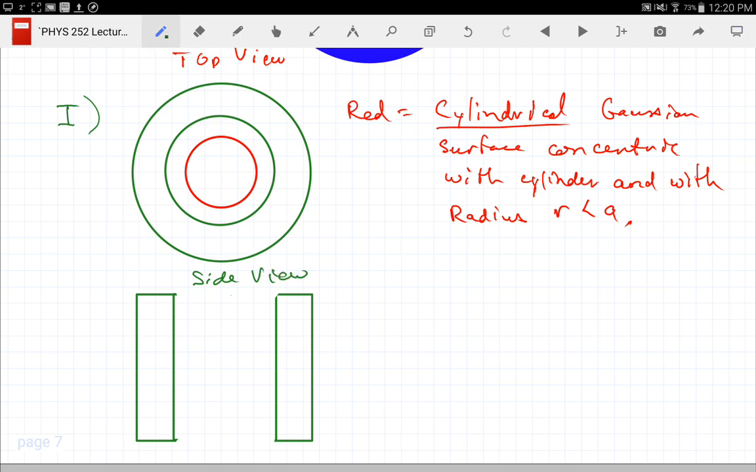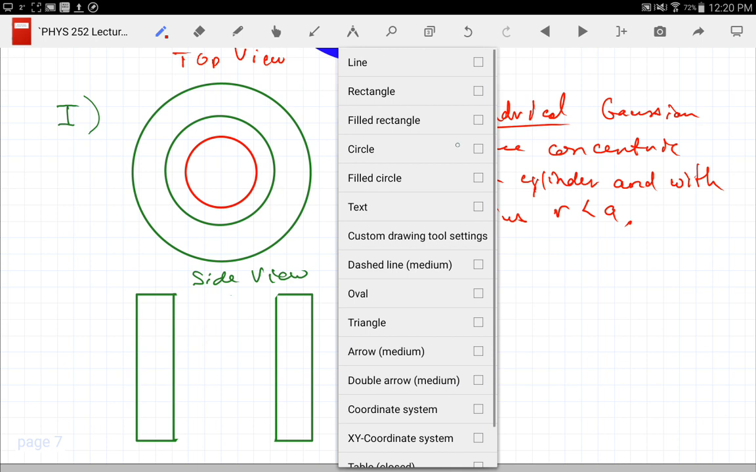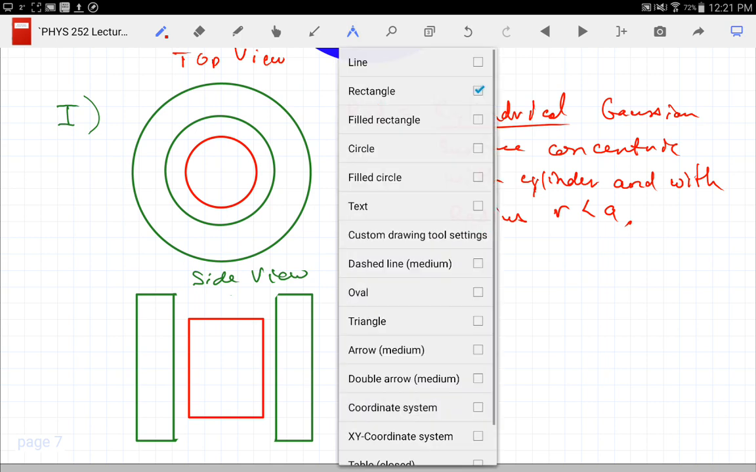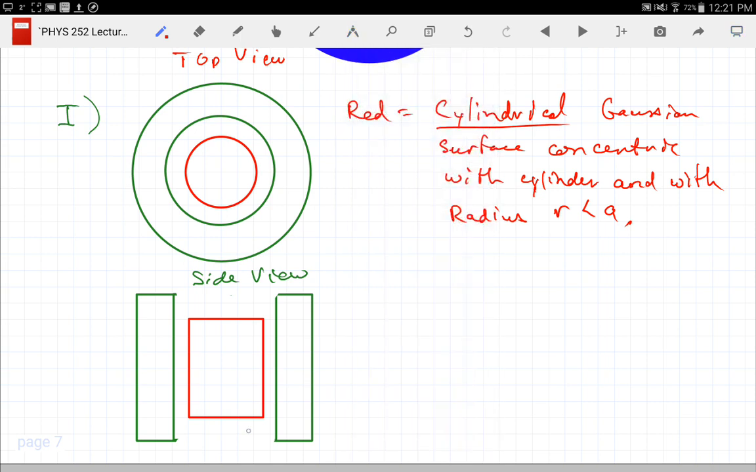And what is my Gaussian surface going to look like in this side view? I think she said it right. It looks something like this. It's still centered on it. And if we look at this, here's my R that's less than the radius. Here's my height. Can't see the height on the other one, right? So there I have the top view and the side view.